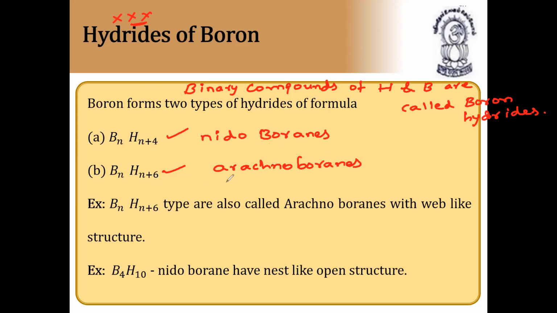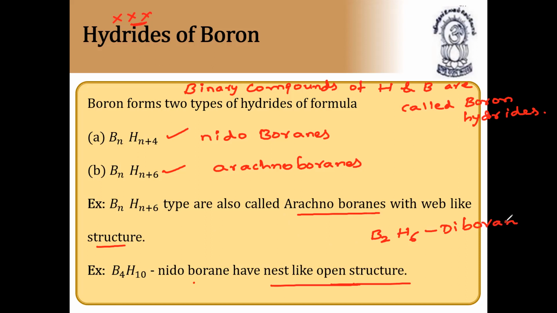So nidoboranes and arachnoboranes. BnHn+6 types are called arachnoboranes with web-like structure. And B4H10 nidoborane has a nest-like open structure. They have a nest-like open structure, and these have web-like structures. We have many examples of nidoboranes, and the best example is B2H6. That is called diborane.